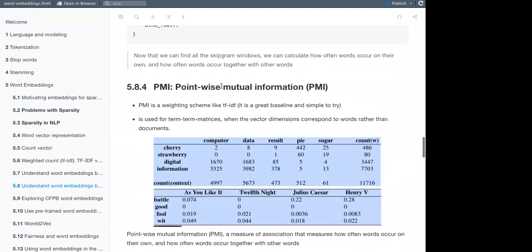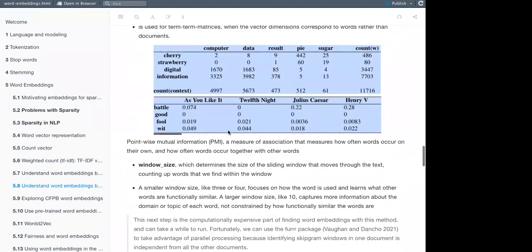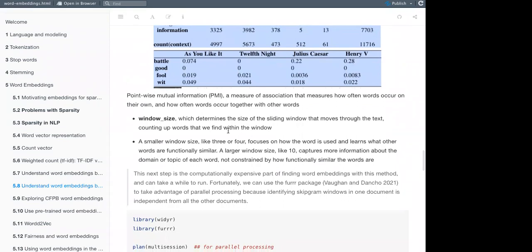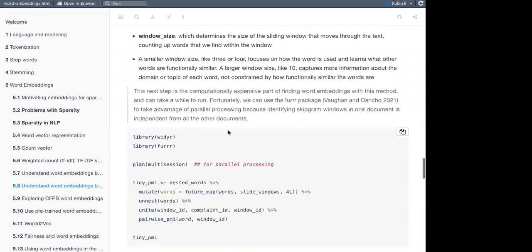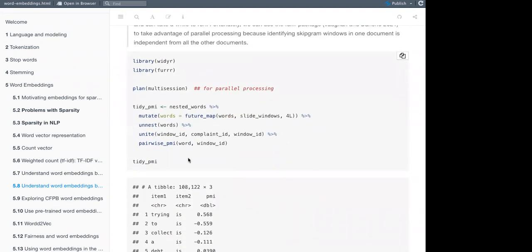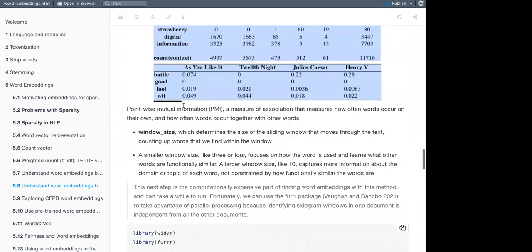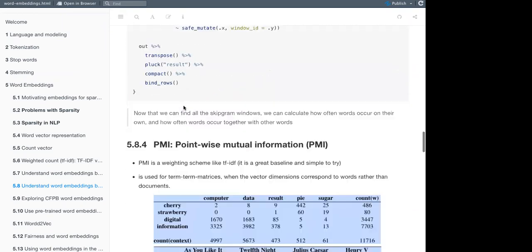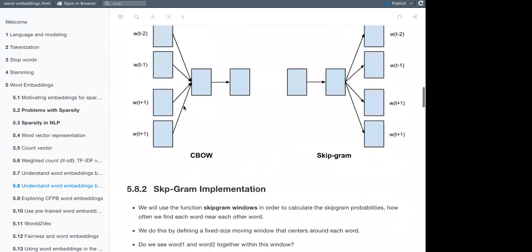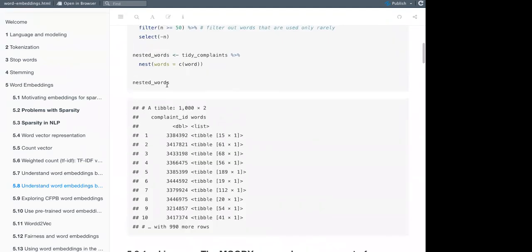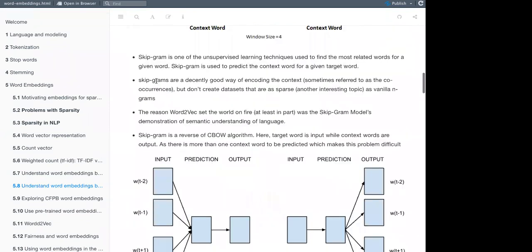We're going to use pointwise mutual information to calculate that. This is computationally intensive, it takes a lot of time. You can see here, this is taking the same kind of words we have here, taking our words. Which words? Okay, this one, the nested word, I'm taking this one.